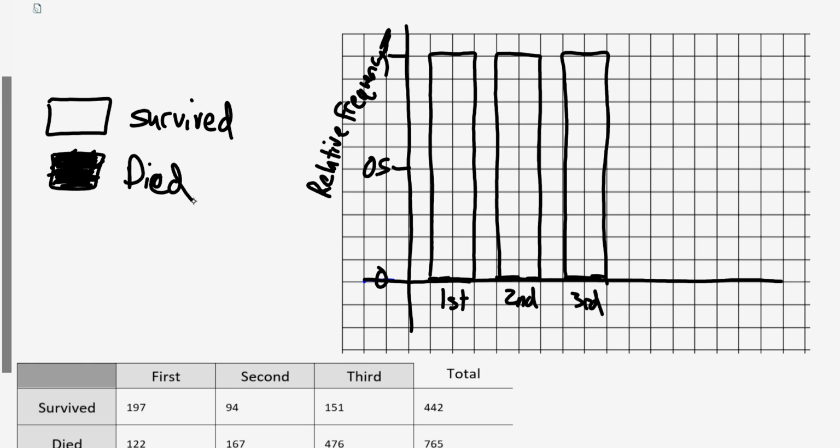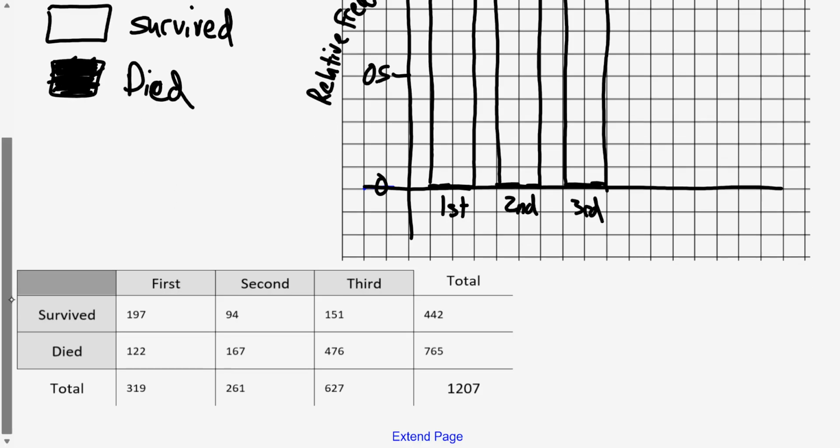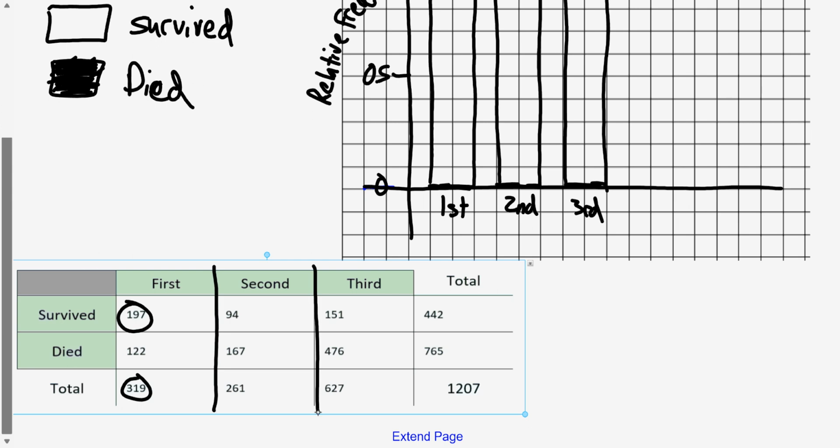All right. So, how do I figure out those relative frequencies? Well, in the first class, we have to figure out each percentage. So what I'm going to do is take this 197 right here out of 319, because we're just working within each class. These are going to be my bars. So the 197 out of 319 gets me about 0.618-ish.